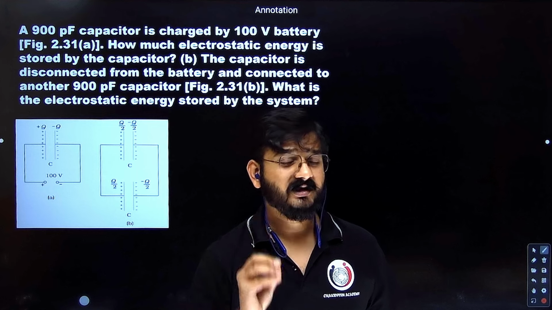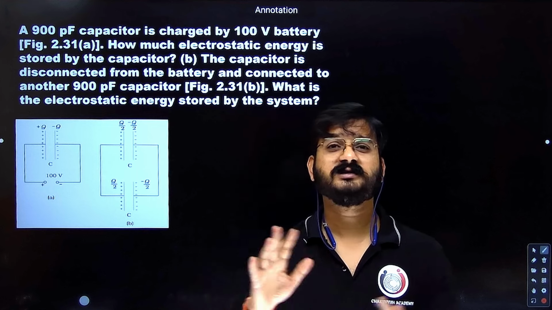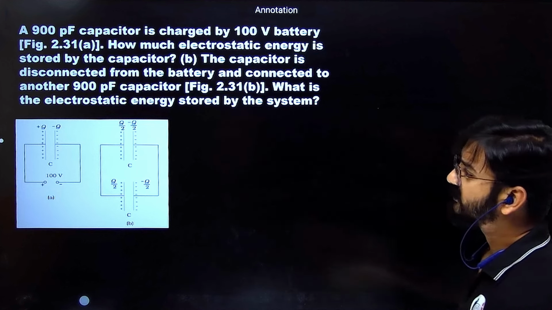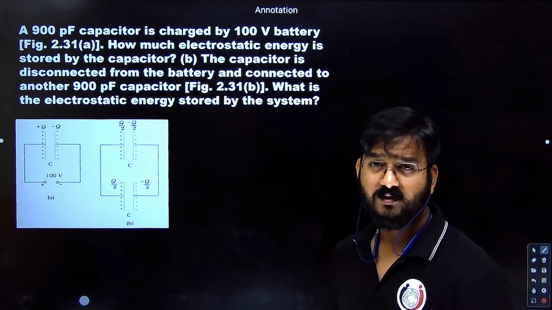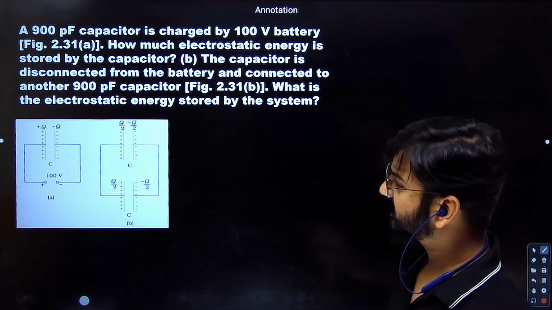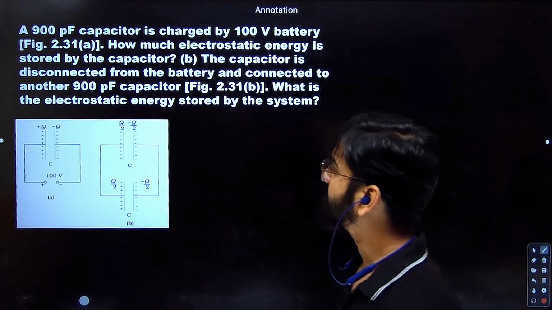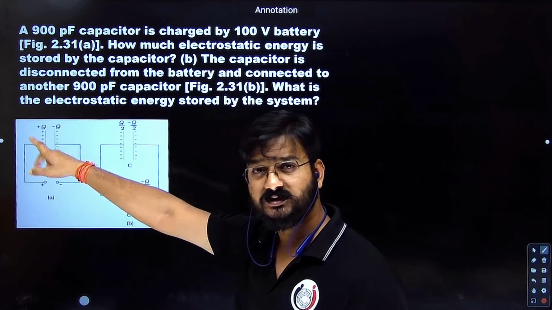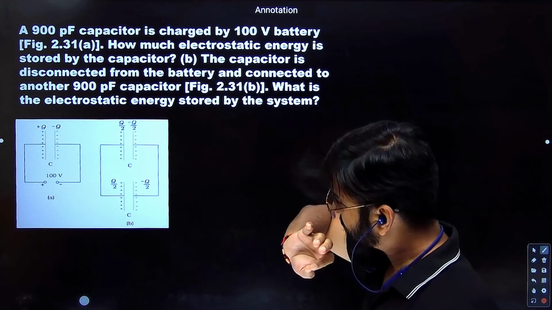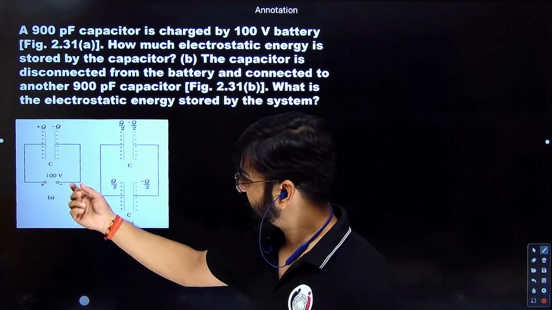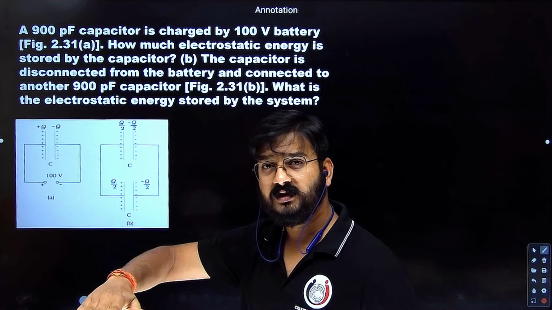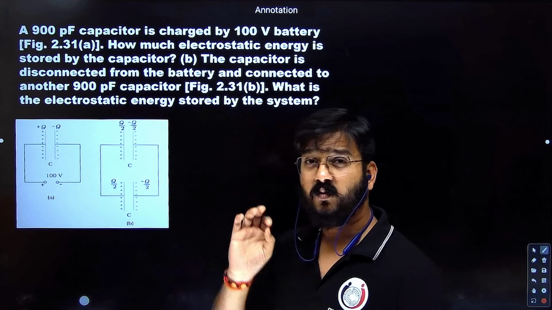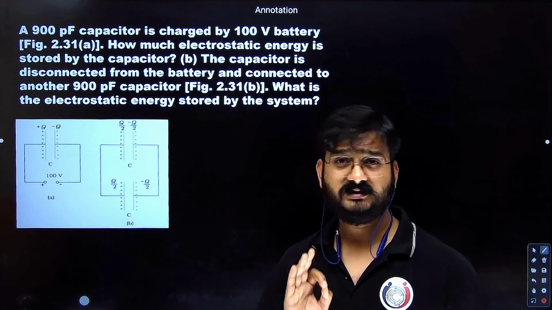That is the reason I am taking this topic in today's session, so that after seeing this session, all your doubts are clear. As you can see in the question, we have a 900 picofarad capacitor, which is charged by a 100-volt battery. First, you need to find out how much energy will be stored in this capacitor because of this battery. The second part is, once this battery is removed and you connect a new capacitor in place of the battery, what will be the new energy stored in the system?